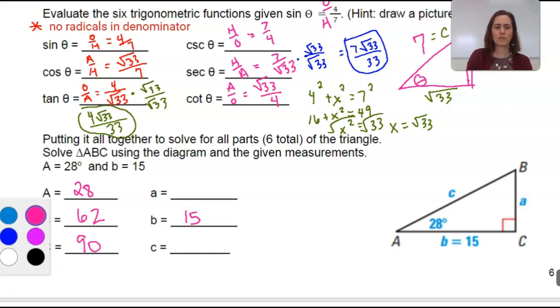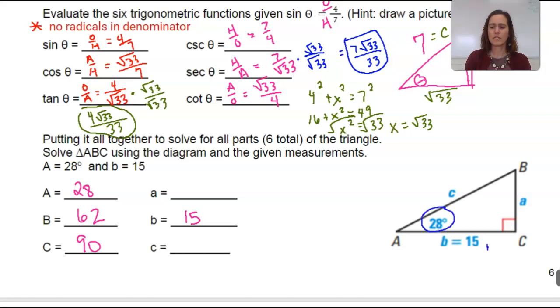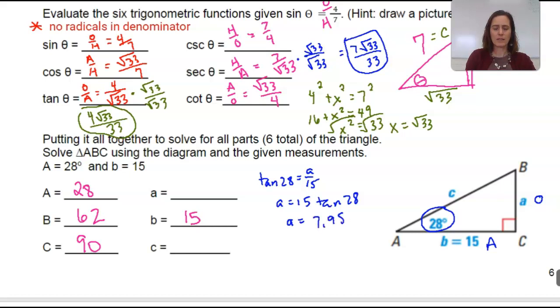So for our first one, let's go ahead and solve for A. We have this is our reference angle, 15 is our adjacent side, A is our opposite side. So that would be tangent of 28 is equal to A over 15. We multiply 15 by the tangent of 28, and we get 7.98 rounded for our answer for A.